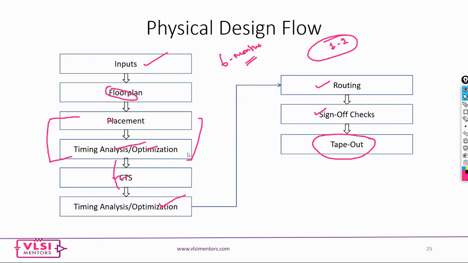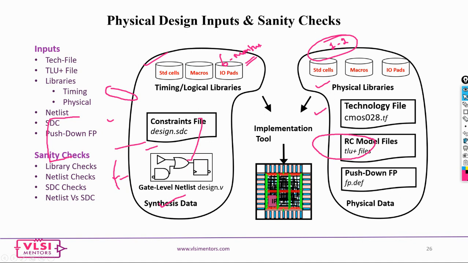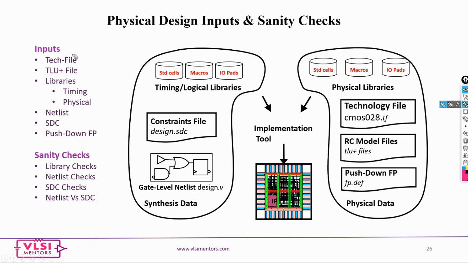Okay, so let's go in depth quickly. So inputs, basically you have your libraries and technology, etc. Tech file, TLU plus files, and your timing libraries and physical libraries, etc. And these three are your design inputs. This is what you would be getting from your synthesis team. So netlist, SDC, and push down floor plan.